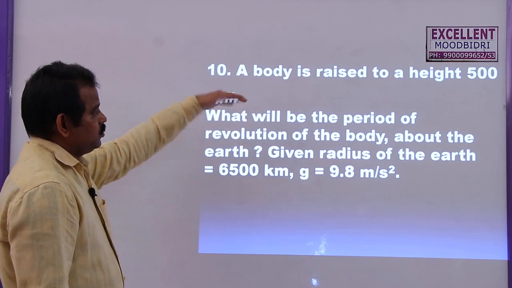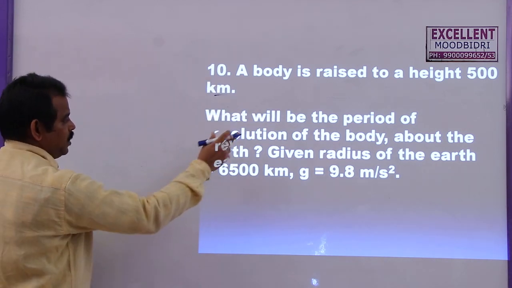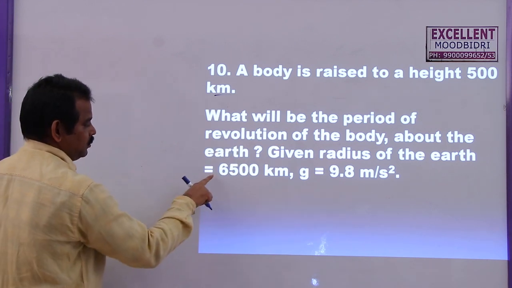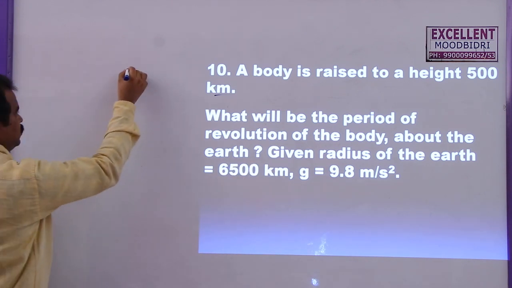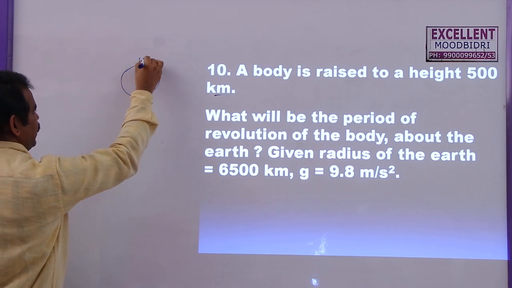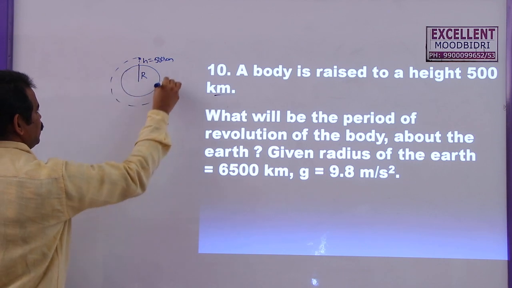A body is raised to a height of 500 kilometers above the surface of earth. What will be the period of revolution of the body about the earth? Given that radius of the earth is 6500 kilometers and small g is equal to 9.8. So this is our earth. Radius r is given and at a height h, 500 kilometers, a body is revolving around the earth.